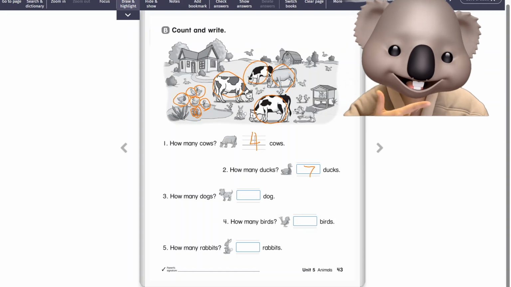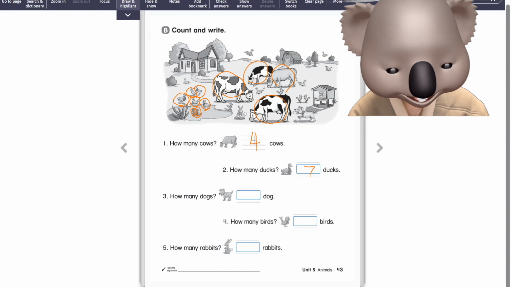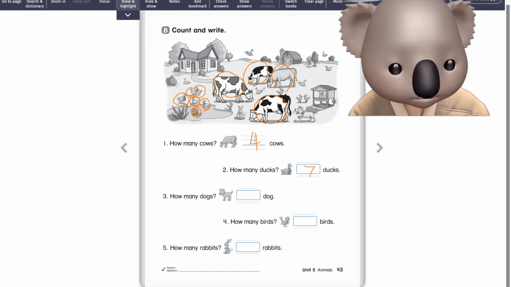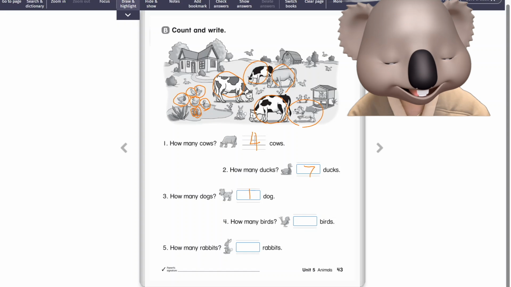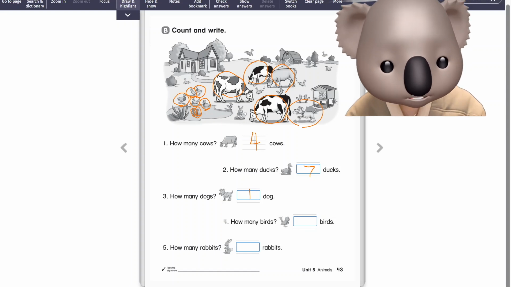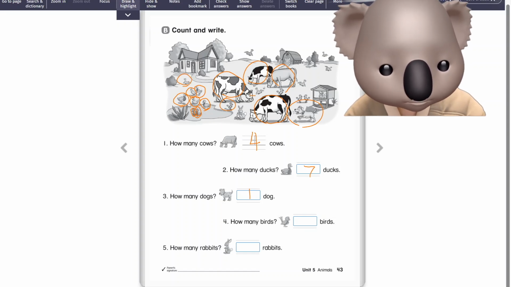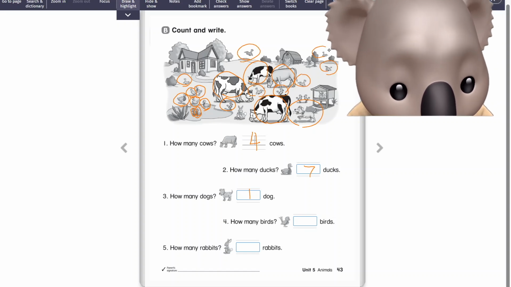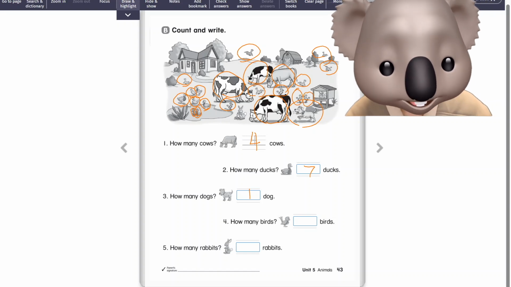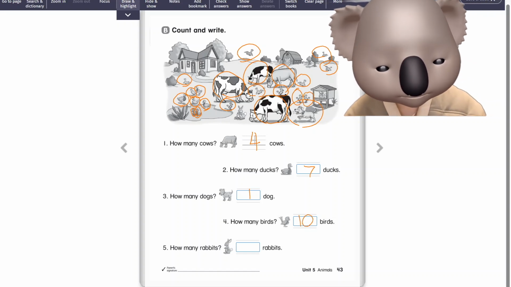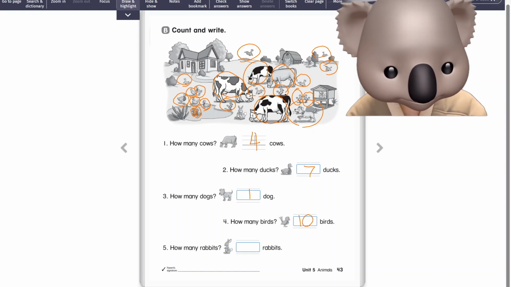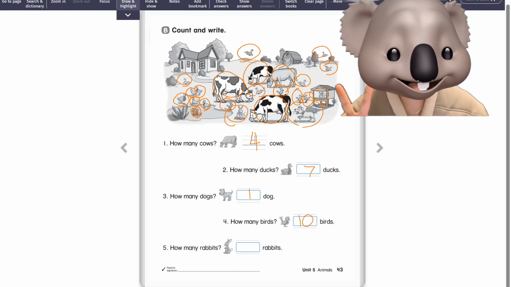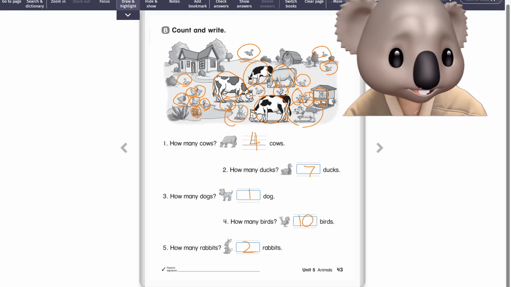Then we'll check our answers. Okay, let's check. Number 3, how many dogs? We have 1 dog. How many birds? We have 1, 2, 3, 4, 5, 6, 7, 8, 9, 10 birds. How many rabbits? We have 1 and 2. 2 rabbits. 너무 잘하고 있어요.